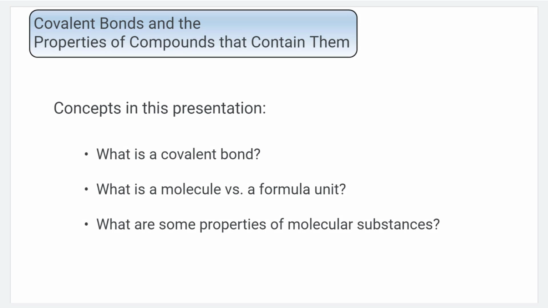So this presentation is about covalent bonds and the properties of compounds that contain them. Concepts in this presentation are going to be what is a covalent bond, what is a molecule versus a formula unit, and finally, what are some properties of molecular substances.